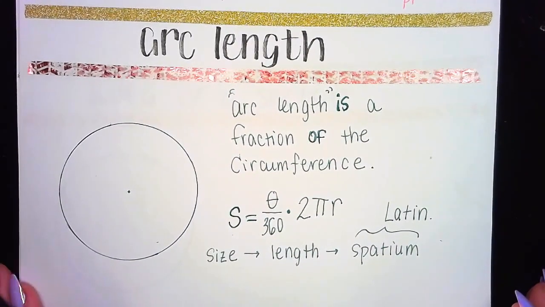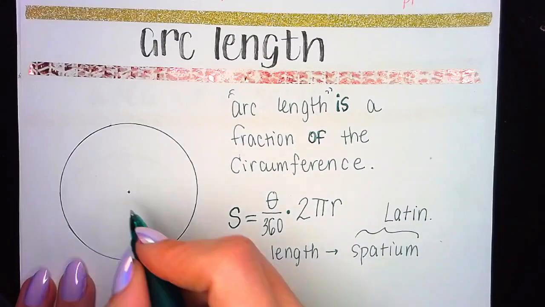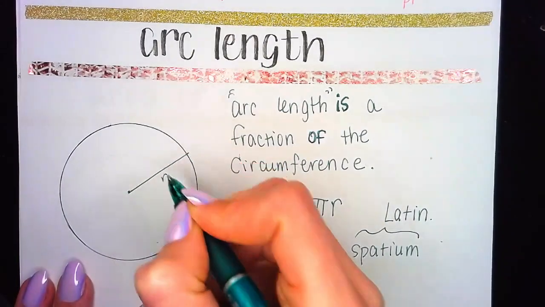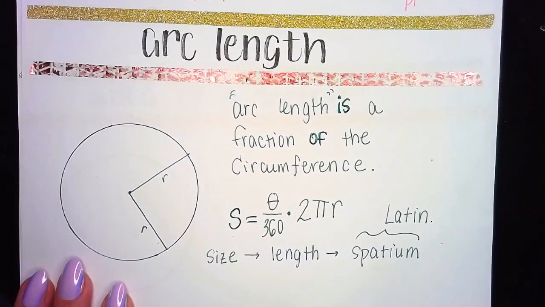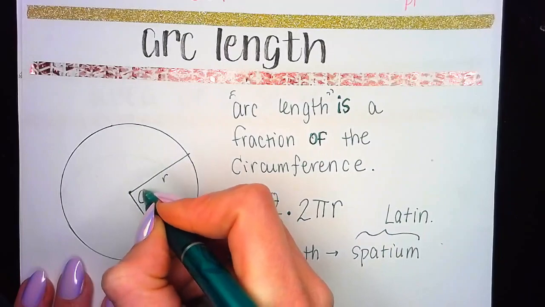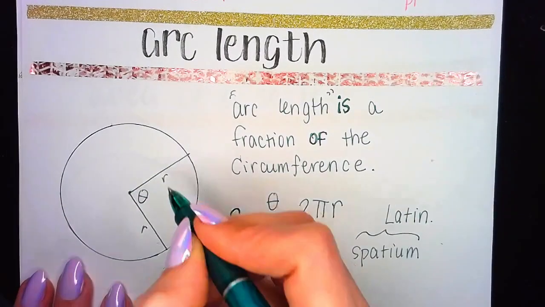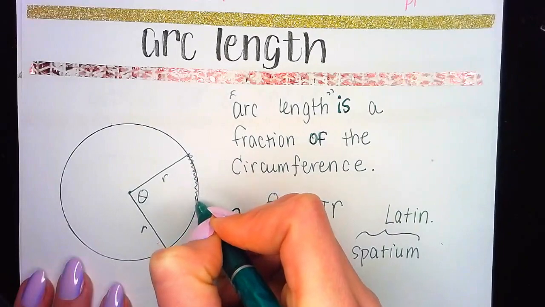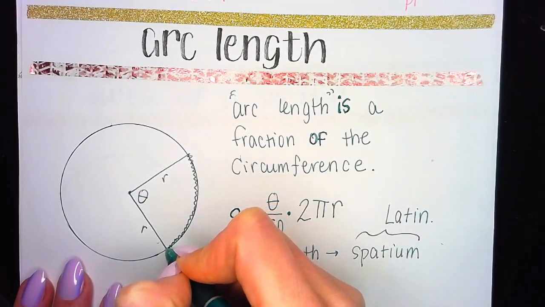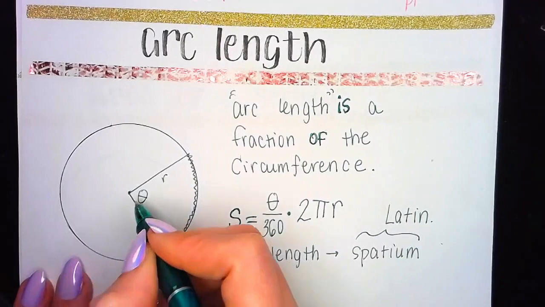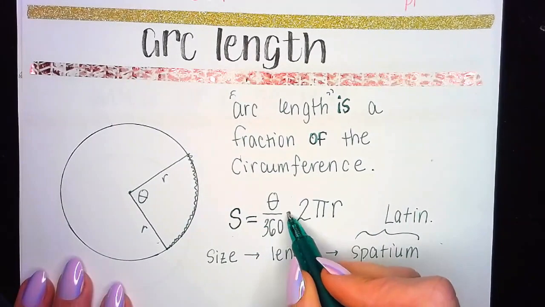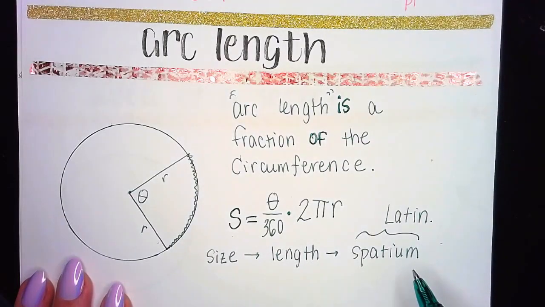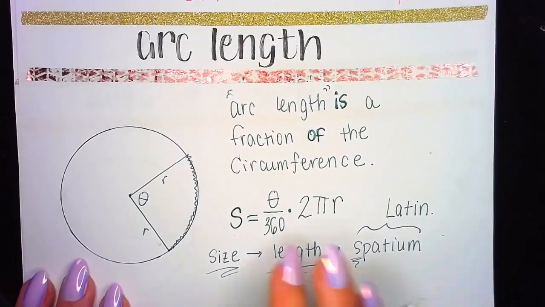So now what's this going to look like in a picture? Well, I have a radius right here, and maybe another radius right there. Between those two radii, I have some angle. And I want to know, how long is this piece of arc? Well, I know how to find the whole circumference. So this will be theta out of 360, that angle measure, of the whole circumference, 2 pi r. And there we go. So arc length is a fraction of the circumference.